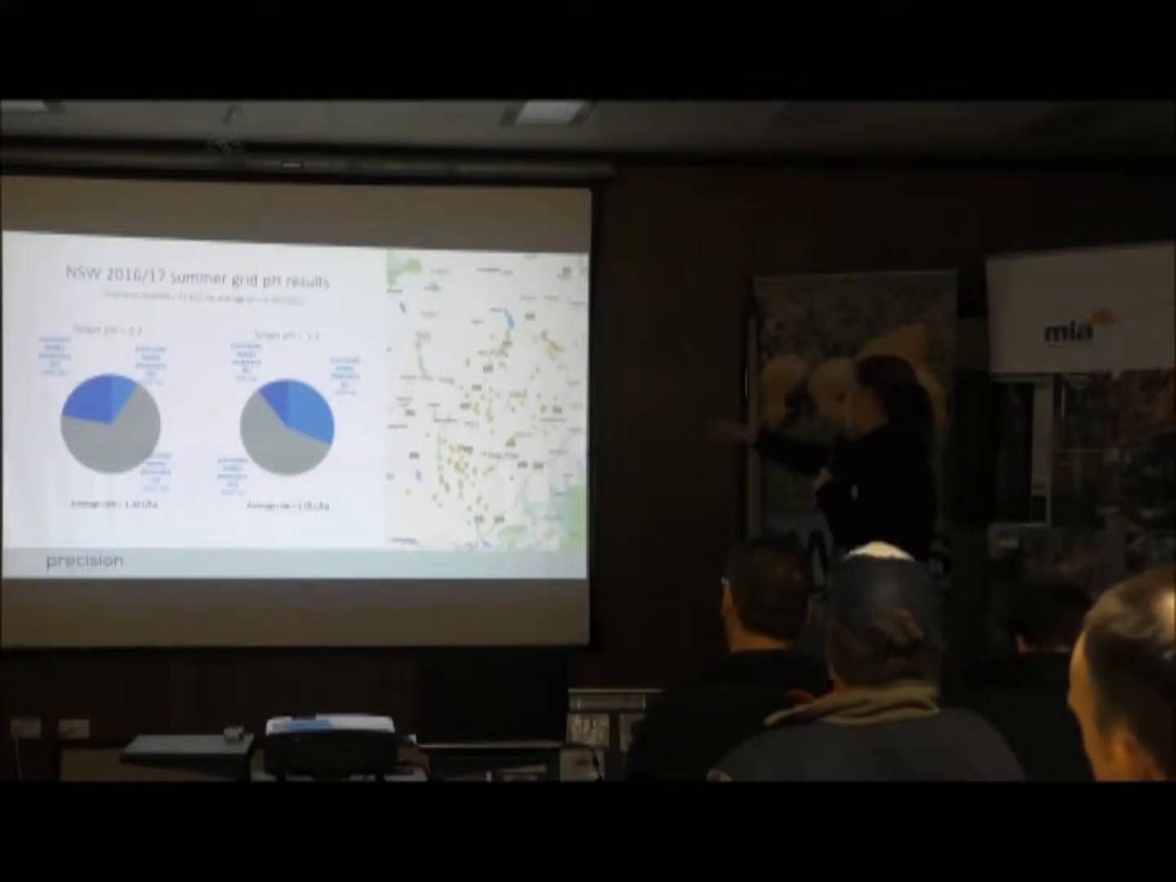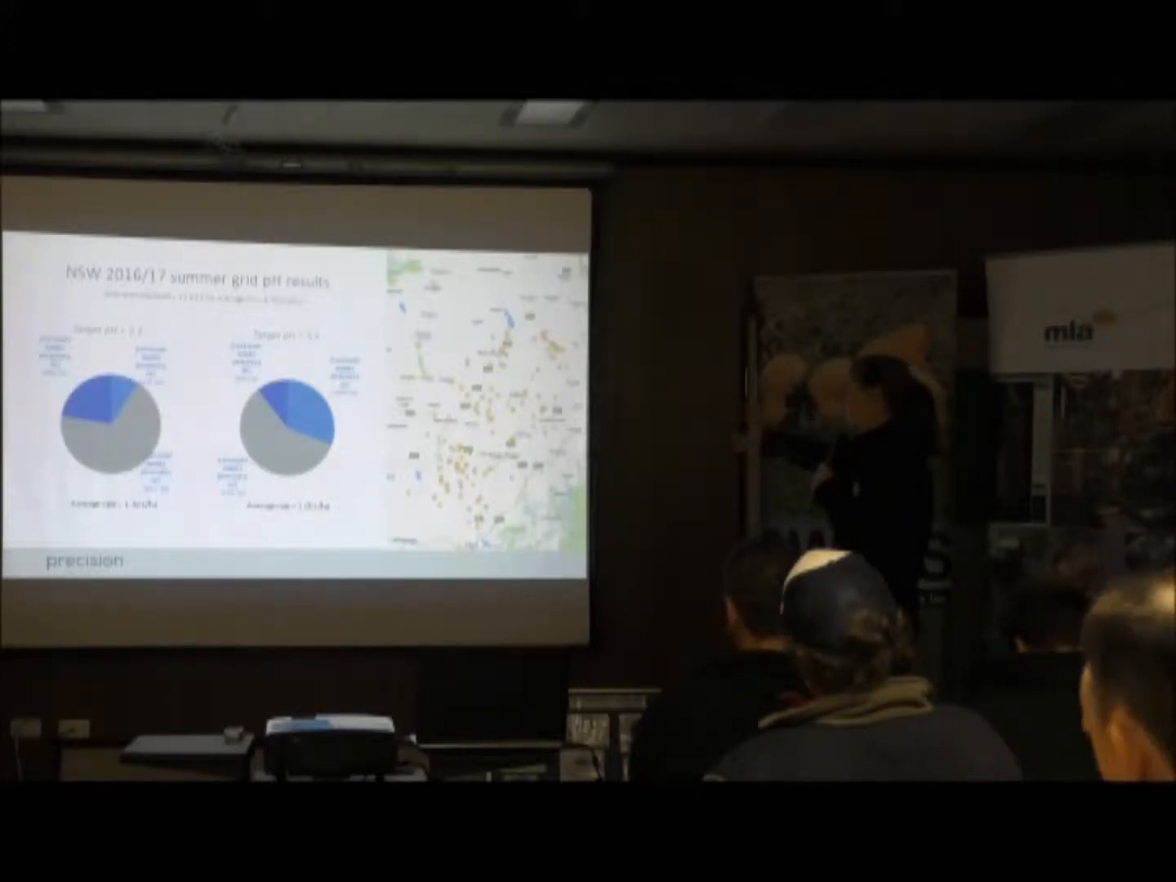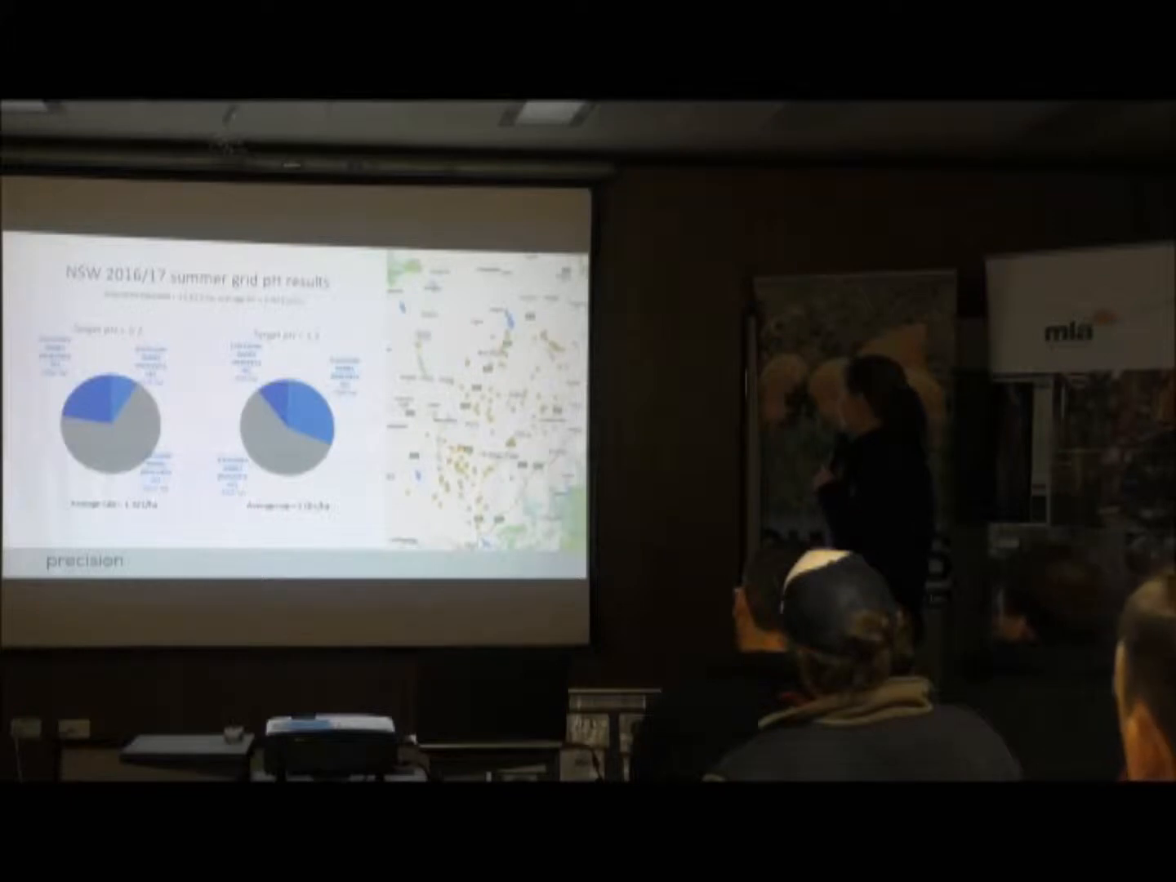And then the target 5.5, the average rate was around 2 tonne per hectare, and you can see the area that didn't need lime is decreased, and the area that needed higher rates has increased.